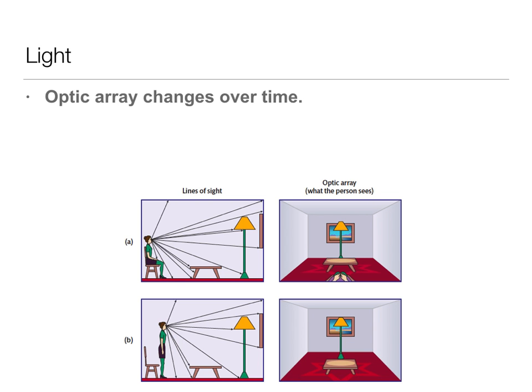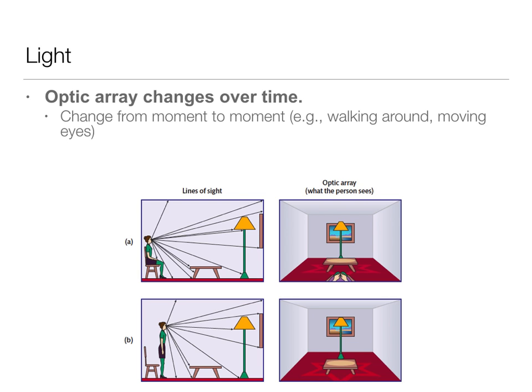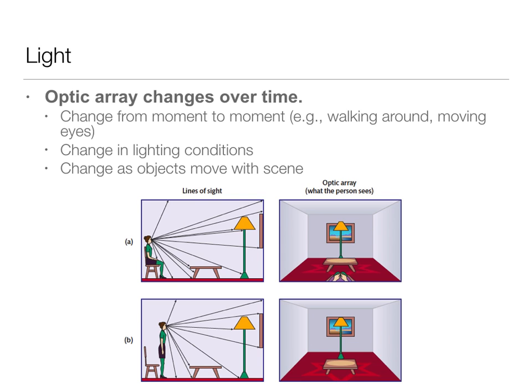And this optic array changes over time. It changes from moment to moment. If I tilt my head one way, I can see more of the diplomas, and if I tilt my head the other way, I can see more of the picture of my husband and I. So it changes depending on if you're moving your eyes, moving your head, walking around. Also changes in the lighting condition. So nighttime versus daytime. Lights on versus lights off. Objects in the scene can move as well. So if my dog were to walk by me, that would be an object in the scene moving, and that would change my optic array.